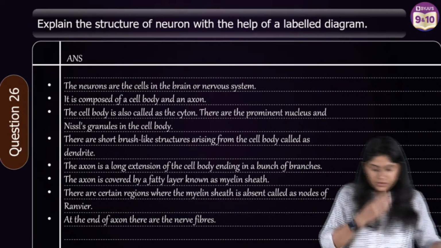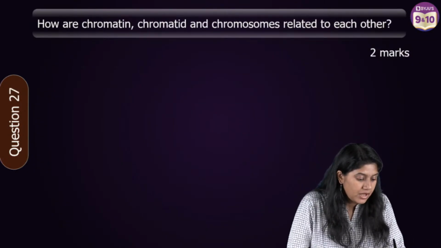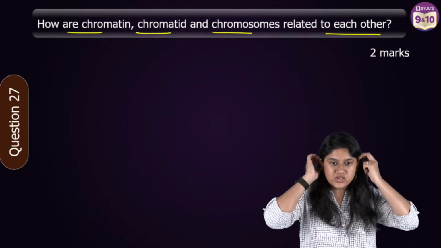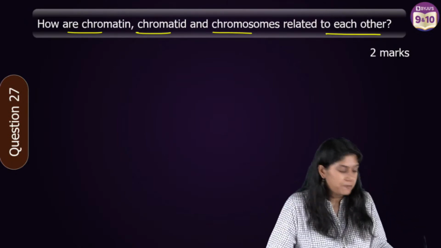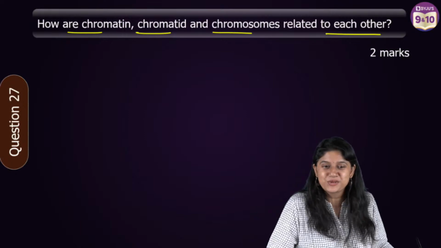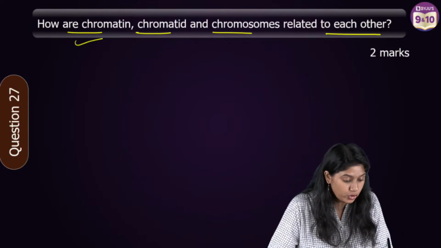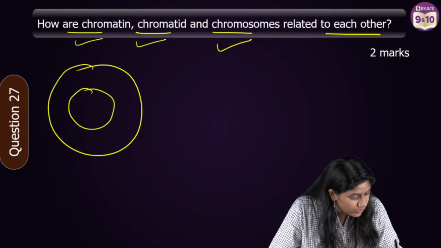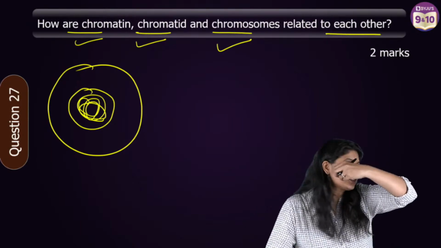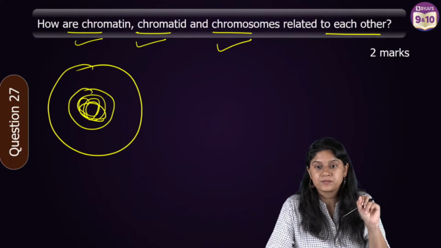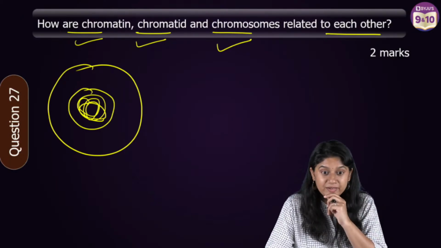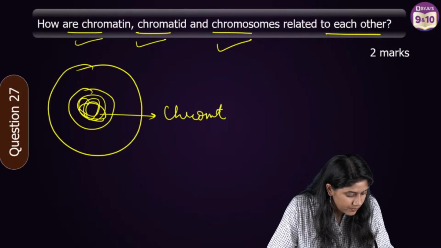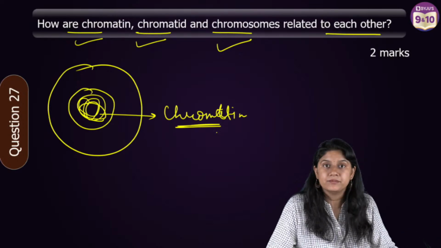Okay, chaliye. Now, moving to question number 7, everyone. How are chromatin, chromatids and chromosome related to each other? Very, very easy question. Jaldi se, everyone. How are these 3 interconnected? Right, we have chromatin, chromatids and chromosome. Inside the cell, we have the nucleus. Inside the nucleus, we have these thread-like particles, just suspended throughout the nucleus. Agree? This is called chromatin.